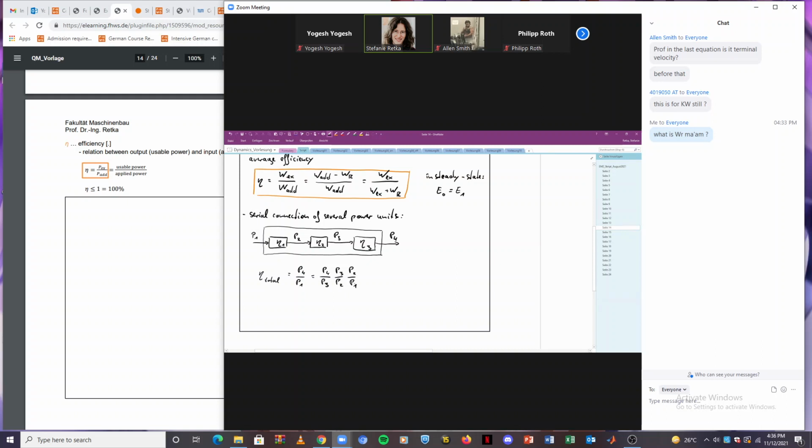So it's still the same equation as before. I simply extended it by multiplying by P3 over P3 and P2 over P2. So I haven't changed the equation. But now I can replace the components by the individual efficiencies. Sorry, eta 1, of course.